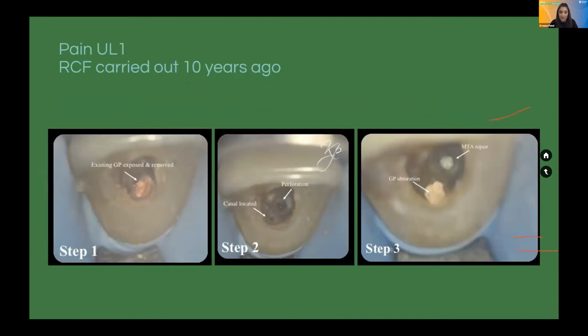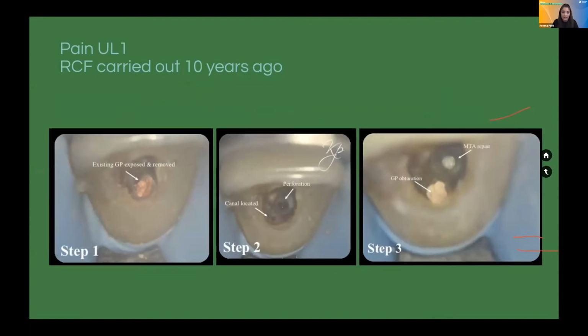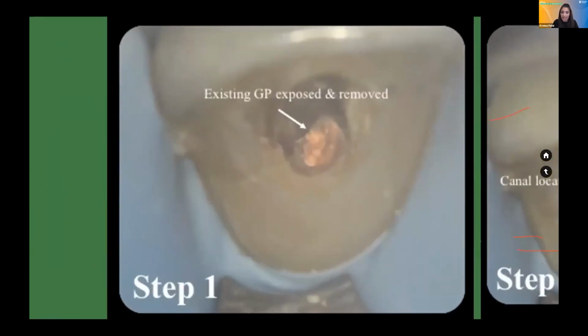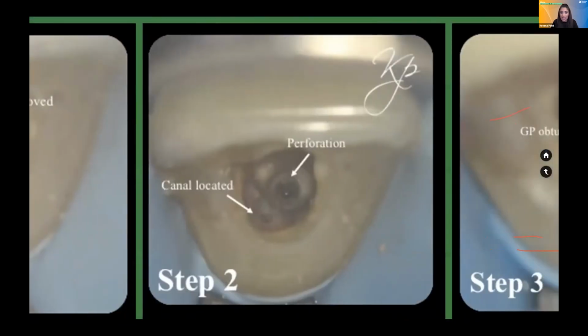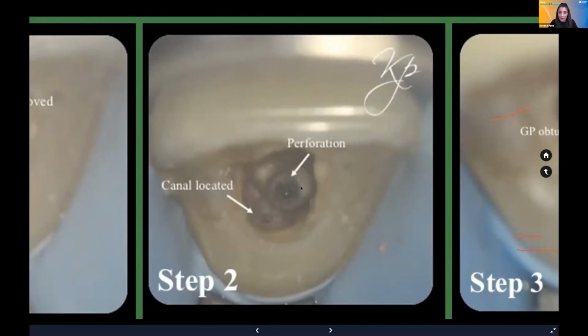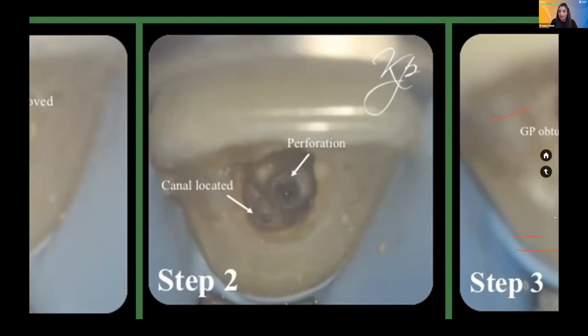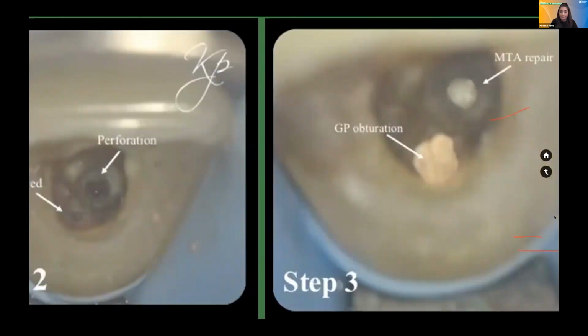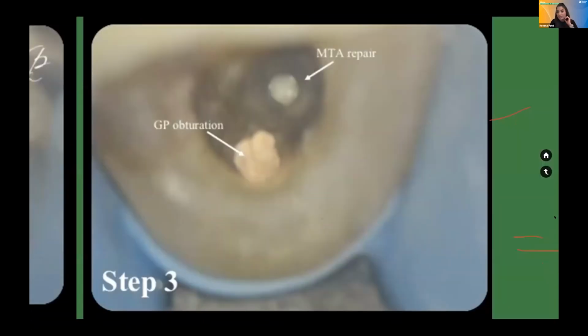So this was when I carried the treatment out. You can see here, this is initially, I can see that's the GP that's been placed in the perforation site. I removed it. This is the perforation site here, and this is where the true canal is located. So I know that the perforation is buccal, so I'm looking for the canal slightly more palatally. And I've mended the perforation site with MTA, and here I've obturated the main canal.